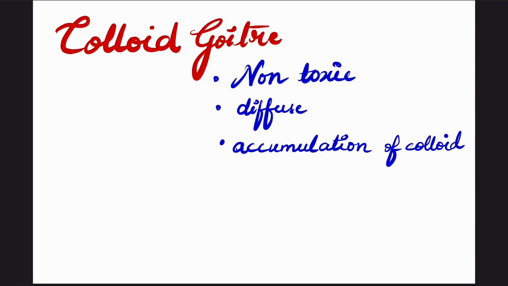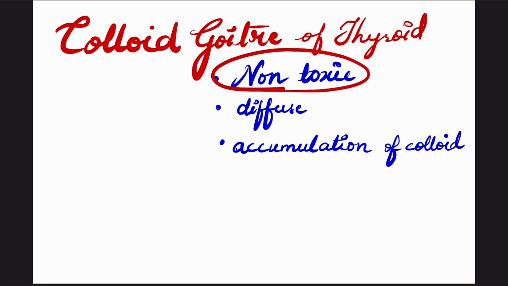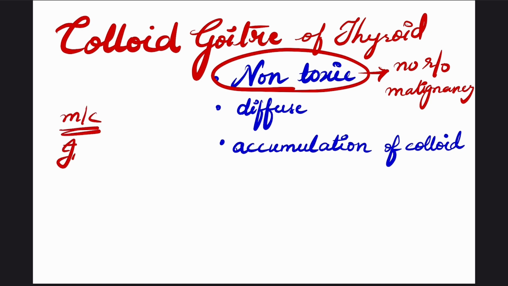Today let us study the histopathology of colloid goiter of thyroid. The colloid goiter of thyroid is a non-toxic condition. That means it does not have any malignant potential. There is no risk of malignancy. It is a benign condition and it occurs because of, the most common reason being, iodine deficiency.